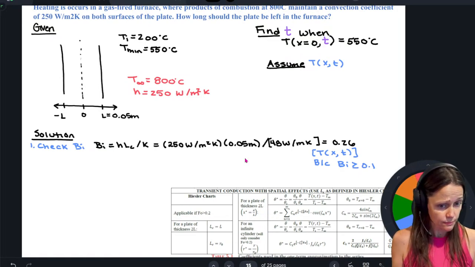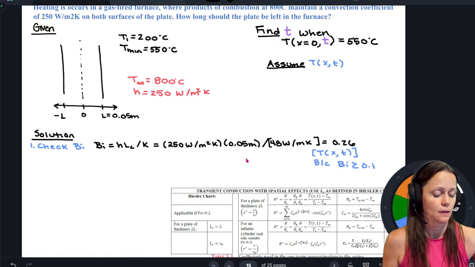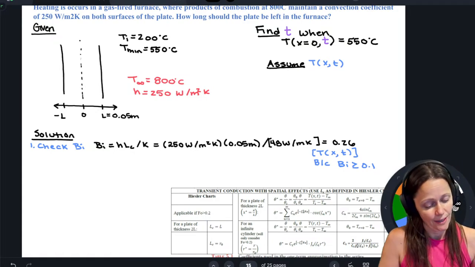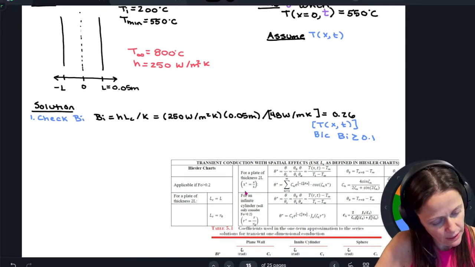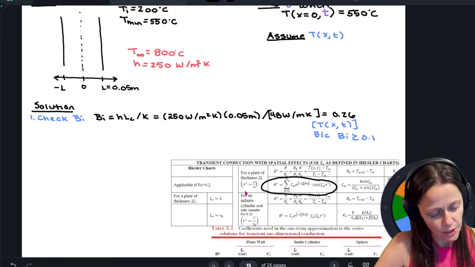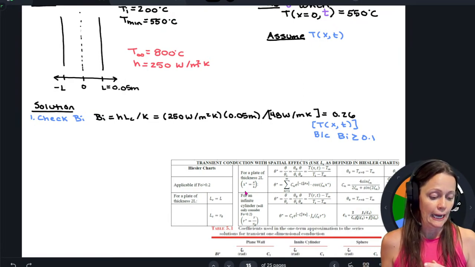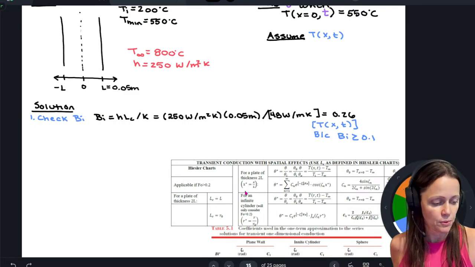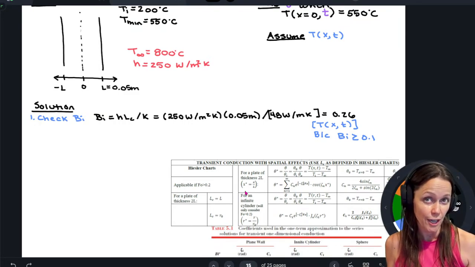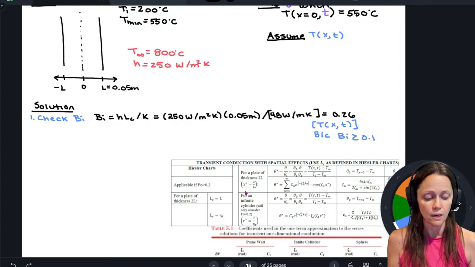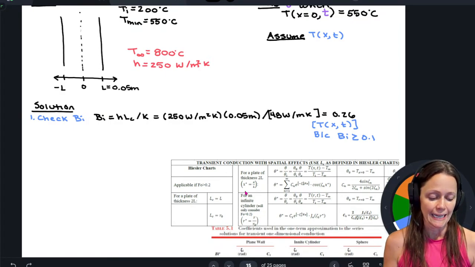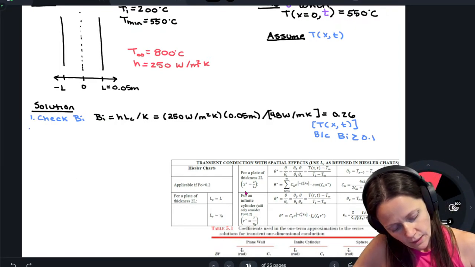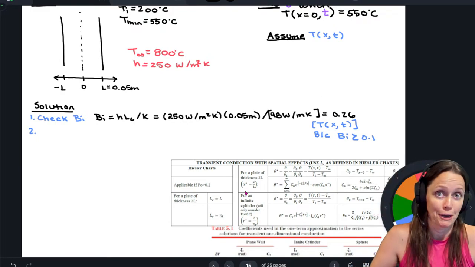All right, so I've checked the Biot number. Great. Now I need to look at my equation sheet, don't I? So my equation sheet has the equation that I need to use. I am just going to use one term. Now, I don't actually know. Remember that I can use one term if my Fourier number is greater than 0.1 or greater than 0.2, and I don't have enough information to calculate that Fourier number, because I don't know the time. I'm looking for the time.